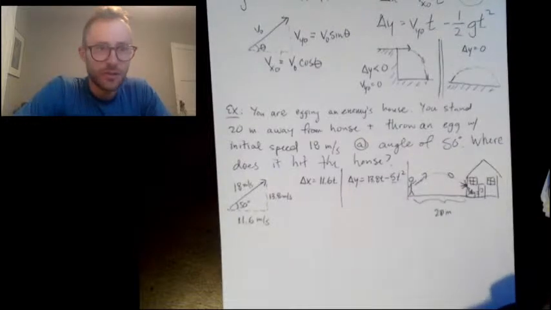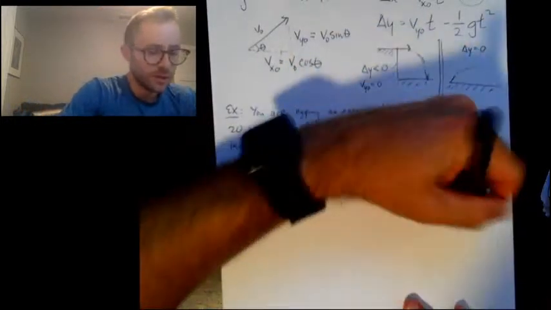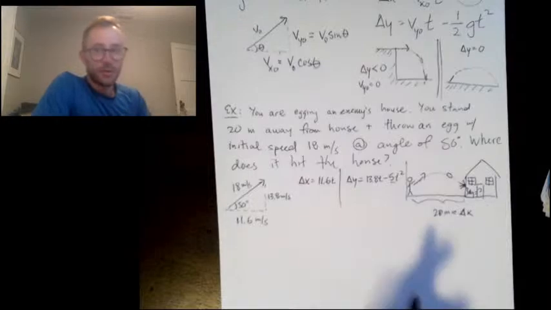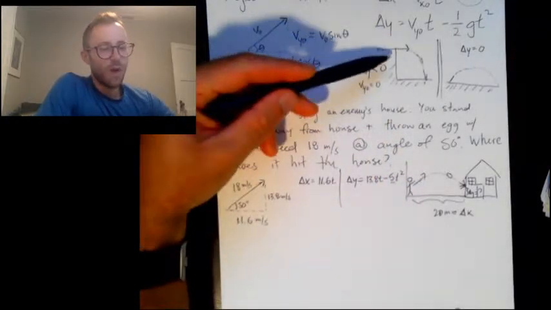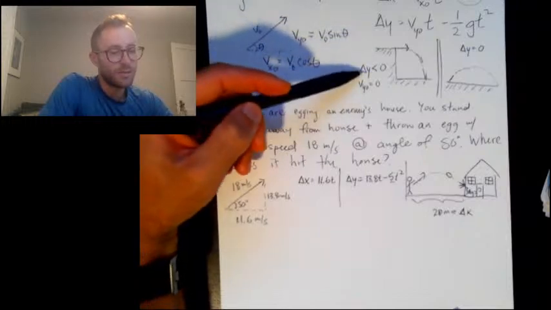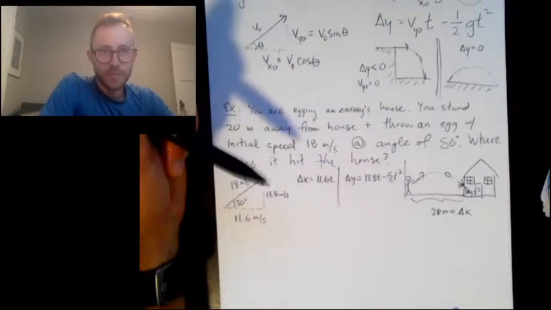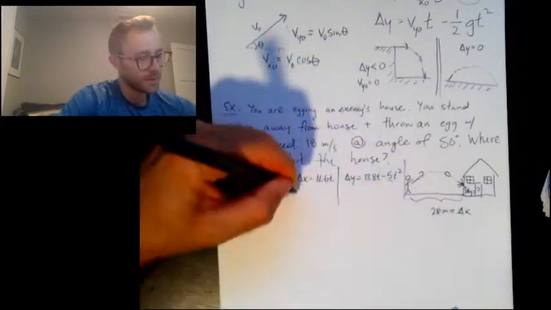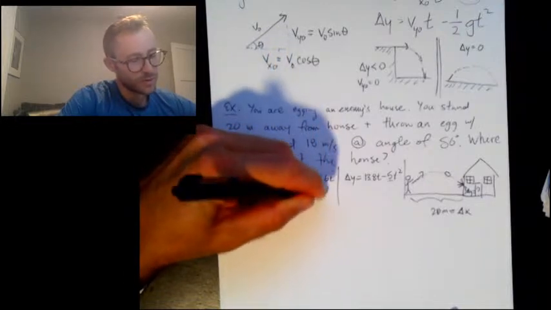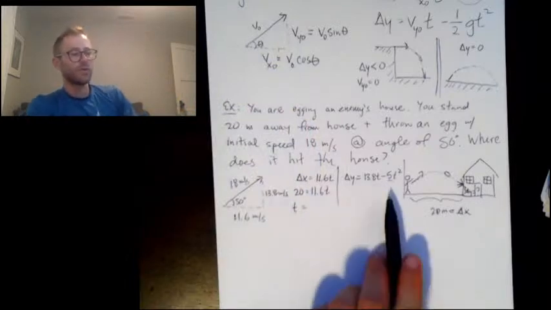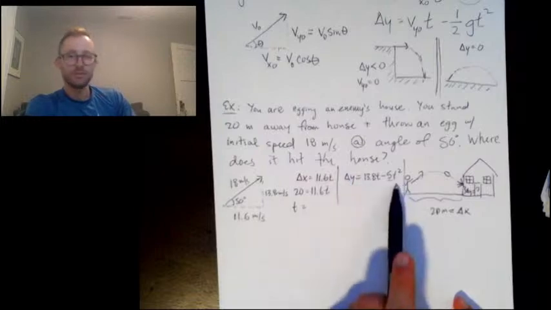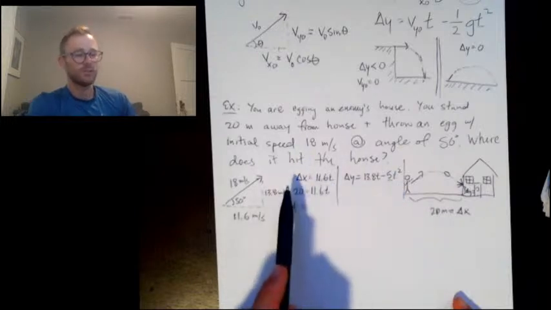We know the change in x. Excellent. So the delta x is 20 meters. This is a little bit different from the other problems, because for the other problems we had our delta y equals 0, or our delta y equals negative the height of the cliff. But here we have delta x equals 20 meters. So I would plug in 20 equals 11.6 t. Notice that last time we used the delta y equation first. Now we're using the delta x equation first.